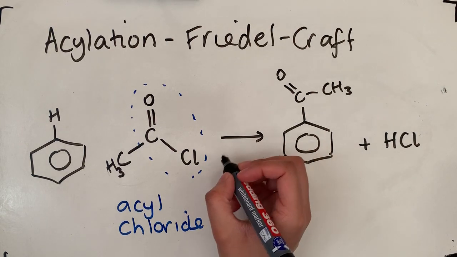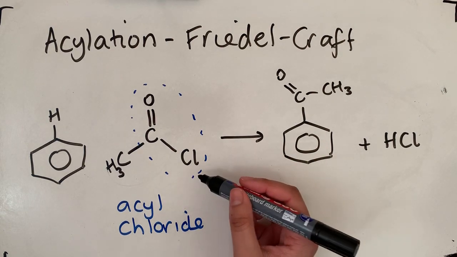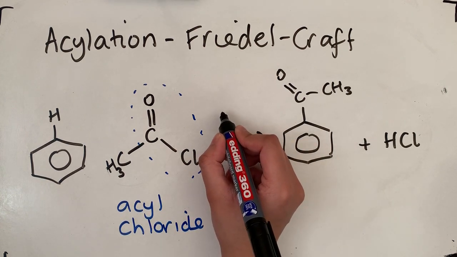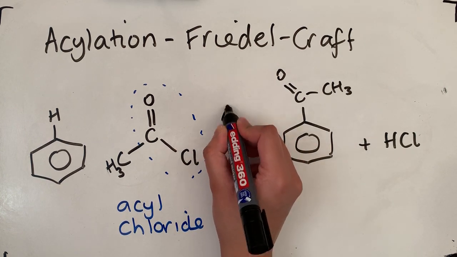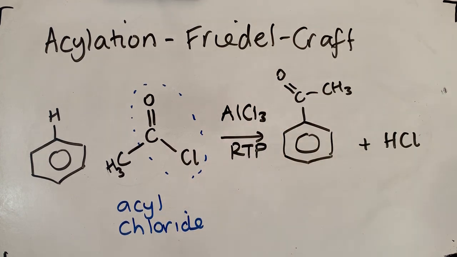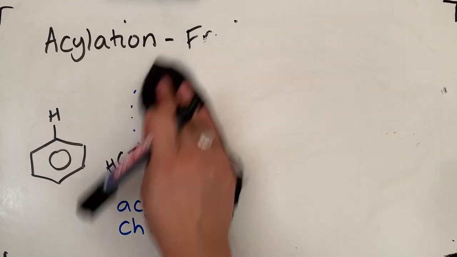Again, you need to have a halogen carrier in this one because it's always going to be chlorine over here. We always use either AlCl3 or FeCl3. And again, this can be done at room temperature and pressure. Right, so let's move on to the mechanism. Again, 3 steps.